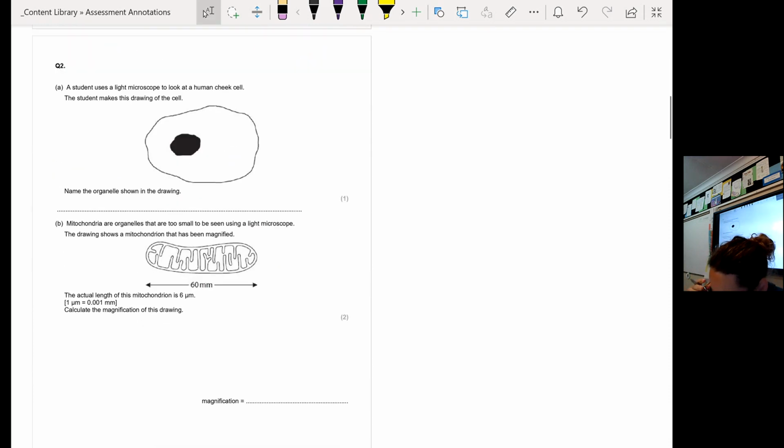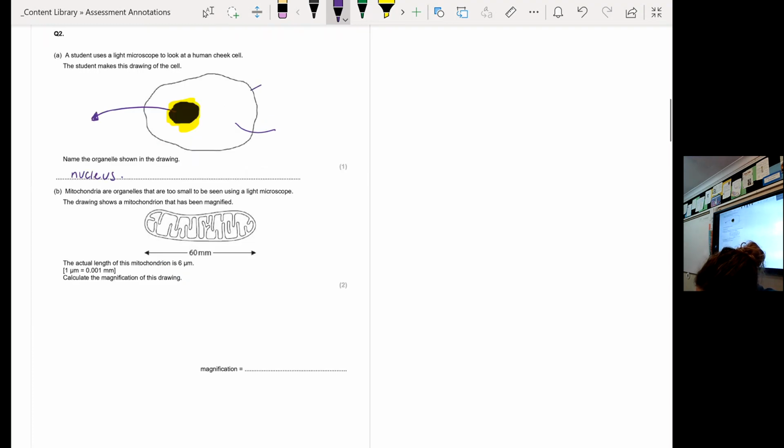Now, moving on to some questions you've already seen. Technically, I'm making an assumption that there are 3 organelles in this question here. It says the student uses a light microscope to look at the human cheek cell. The student makes this drawing of the cell. Name the organelle shown in the drawing. Technically, I have an organelle here and I have an organelle here, but the main one that I want to focus on is this one. This is my organelle that I am identifying, and we should all know that that is the nucleus.